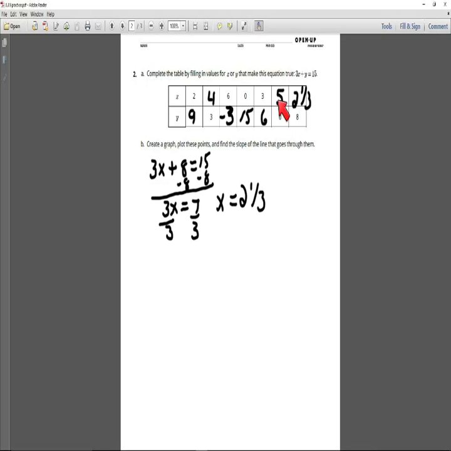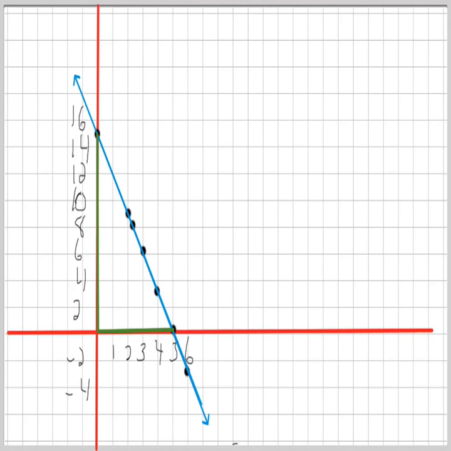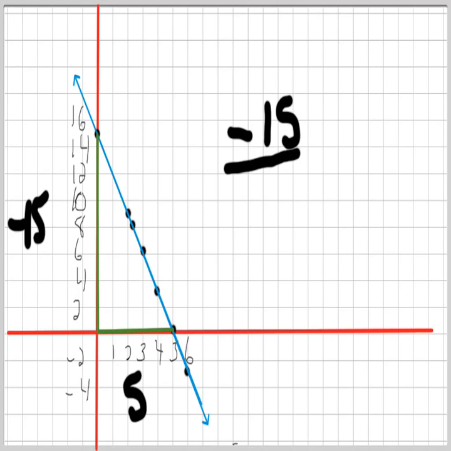Right here, 5, 0. Okay, so if I look at the rise here, this line is not going up, it's going down. And it's going down from 15 down to 0. So this would be negative 15. I don't like writing it on top of there, I'll write it over here. Negative 15. And then here, I'm going from 0 to 5. So that's positive 5. And if I do rise, negative 15, divided by run, 5, I am going to get negative 3. The slope of the line is negative 3.